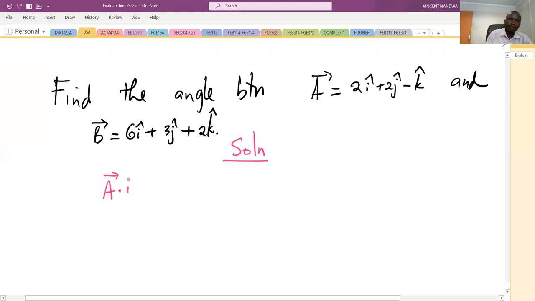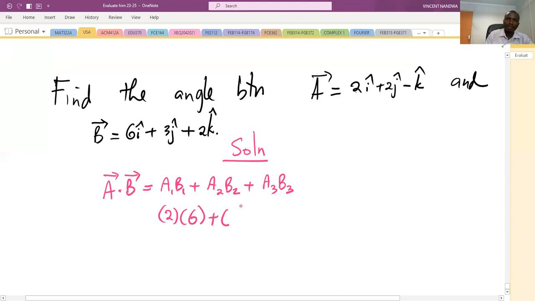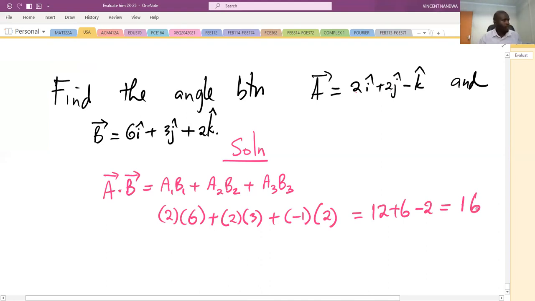A dot B first is given by A1 B1 plus A2 B2 plus A3 B3. So remember this is our A1, so we have 2. B1 is 6. A2 is 2. B2 is 3. A3 is minus 1. This one here. B3 is 2. So this will be 12 plus 6 minus 2. This will give us 16. So that is A dot B.